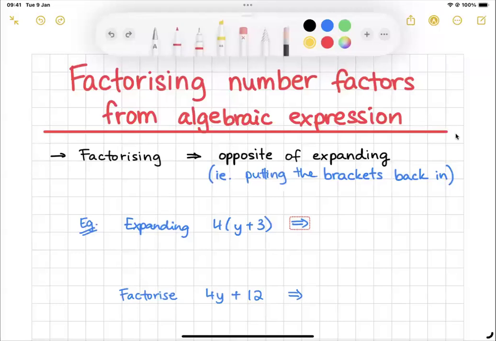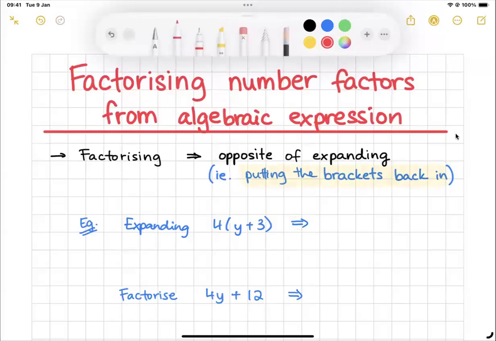Welcome back. Today we're going to be going through factorizing number factors from algebraic expressions. Now, if you don't know what factorizing is, it's basically the opposite of expanding, or in simple terms, putting the brackets back in.